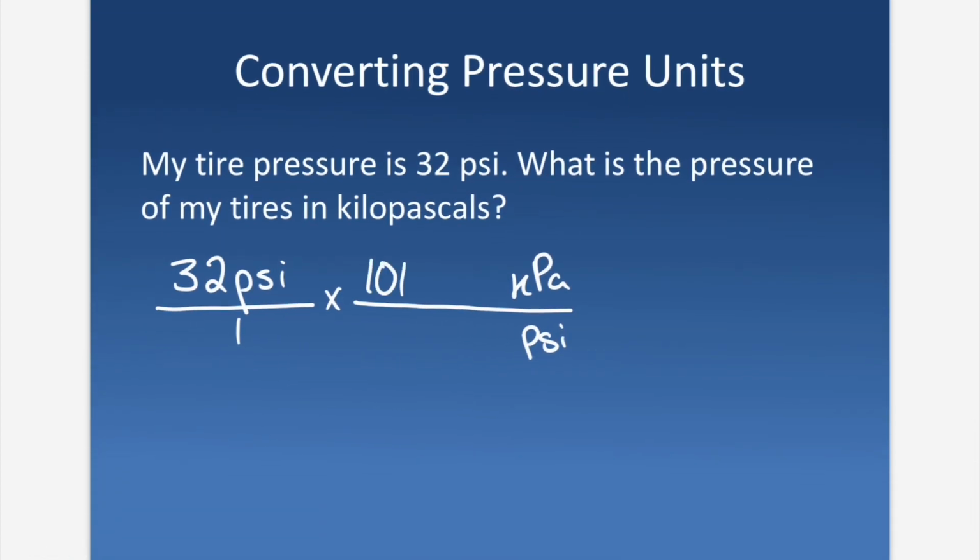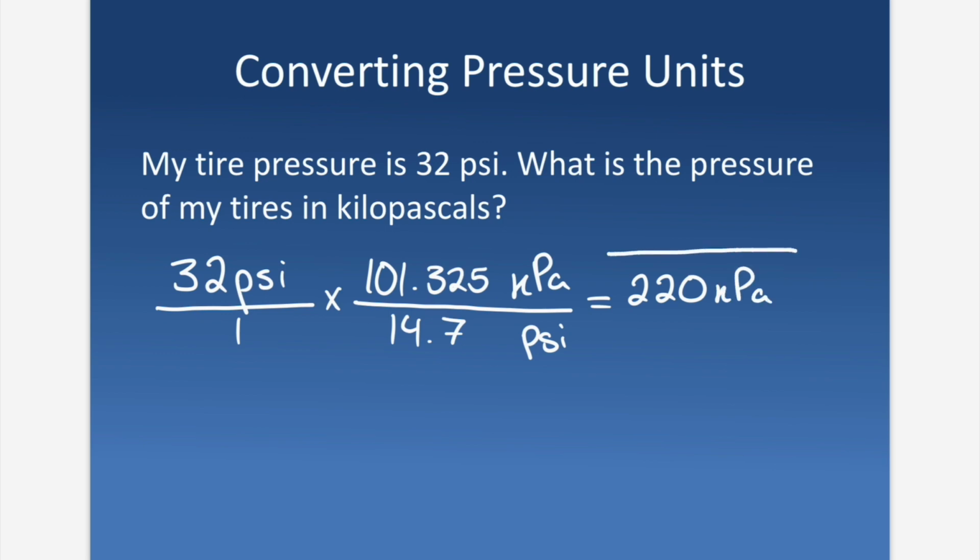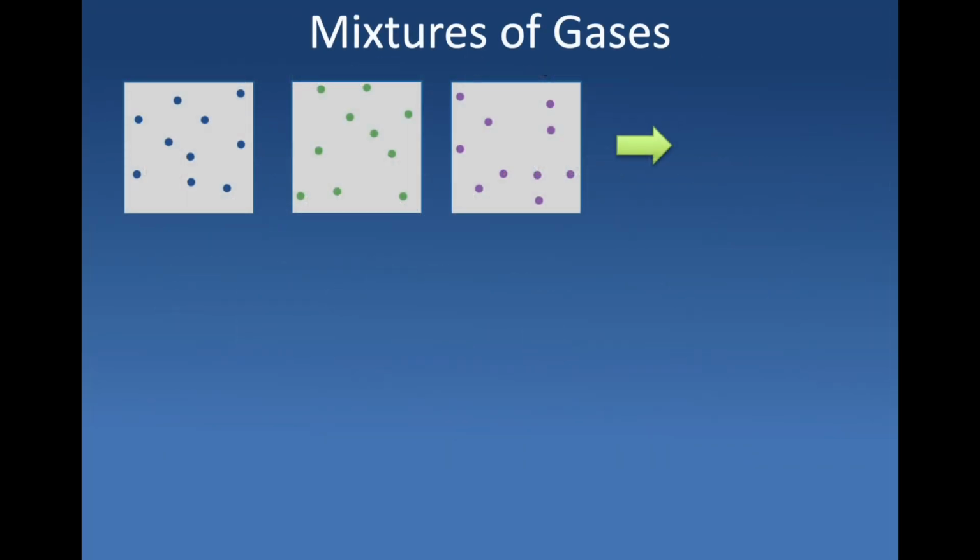So 101.325 over 14.7 psi. Then I'd do 32 divided by 14.7 multiplied by 101.325. And rounding to significant figures, we get 220 kilopascals. And so converting pressure units is very simple because it's just basic dimensional analysis, all things that we've done already. Now let's talk about mixtures of gases.